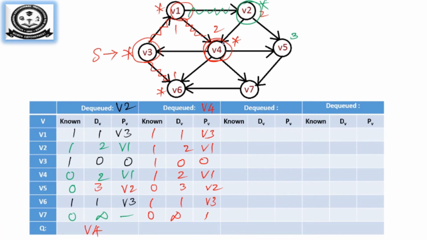So now V4 is made star. So from V4 I can go to V3. V3 is already visited, so no change. From V4 I can go to V6. V6 is already visited, so no change. Okay. From V4 I can go to V7 with the distance of 3. So here the distance is infinite, so I can update the value. So it is going to be 0, 3 from V4. Okay. From V4 I can go to V5 with the distance of 3. So here it is already 3, so no change in V5. So the only update you will be making is with V7.